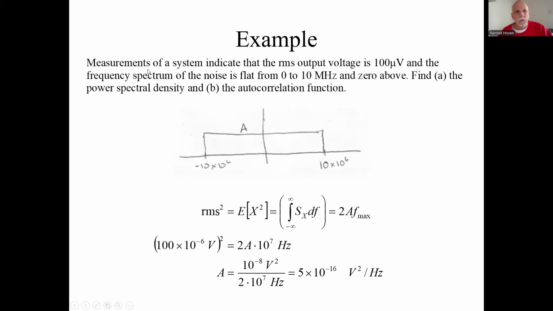Let's look at the words first. Somebody took measurements of a system and calculated that the RMS output voltage is 100 microvolts. And the frequency spectrum of that noise is flat from 0 to 10 megahertz, 0 above that. We're asked to find the power spectral density and the autocorrelation function.